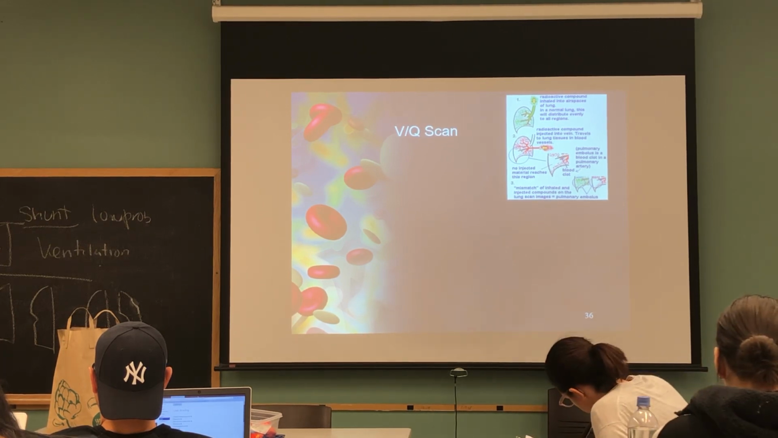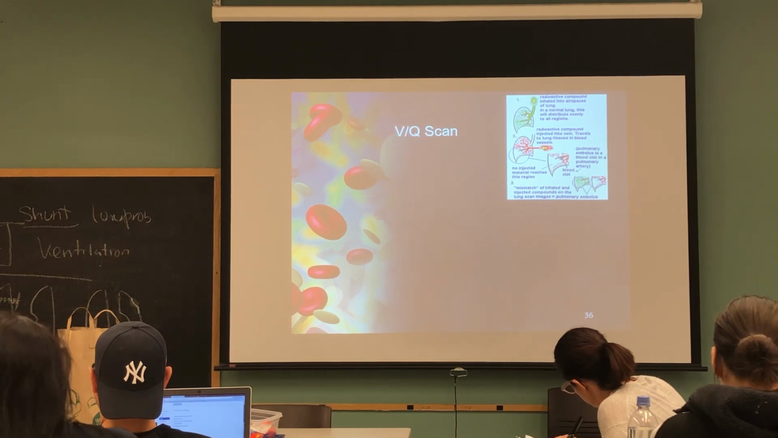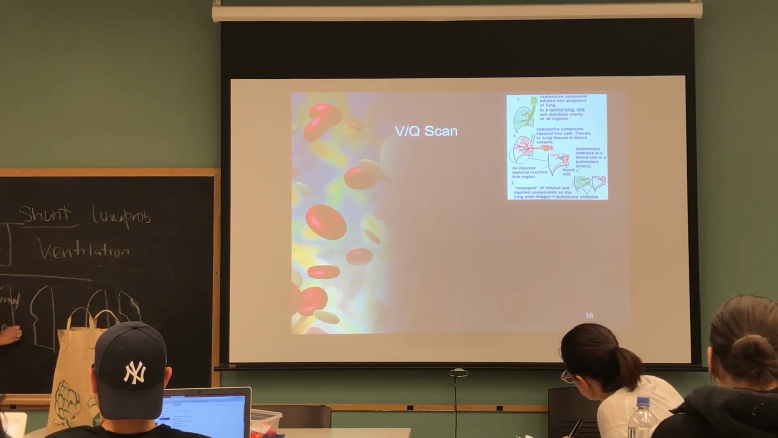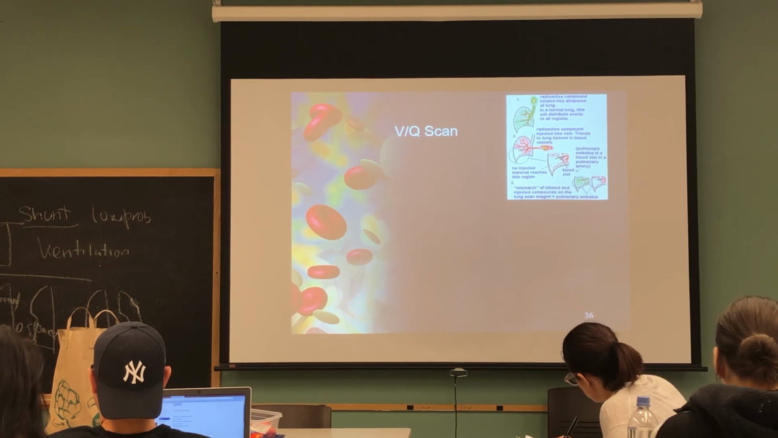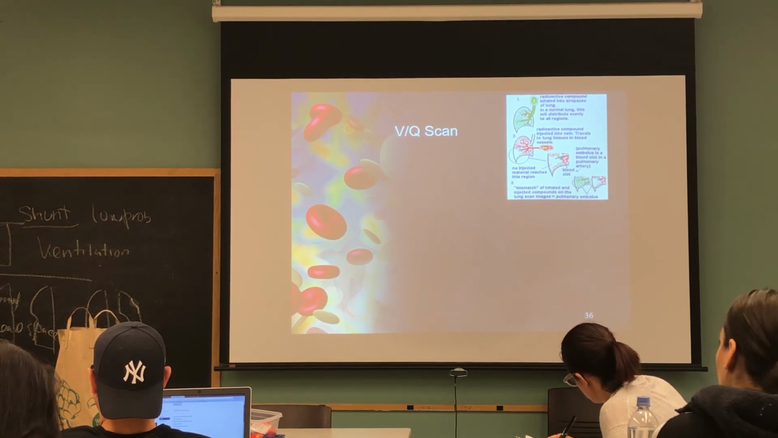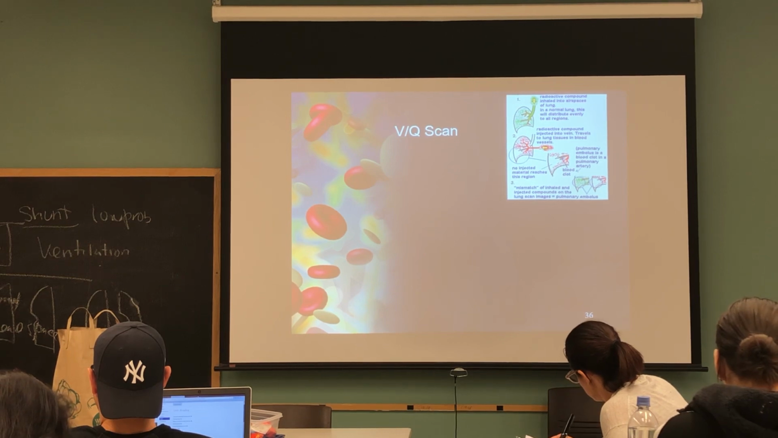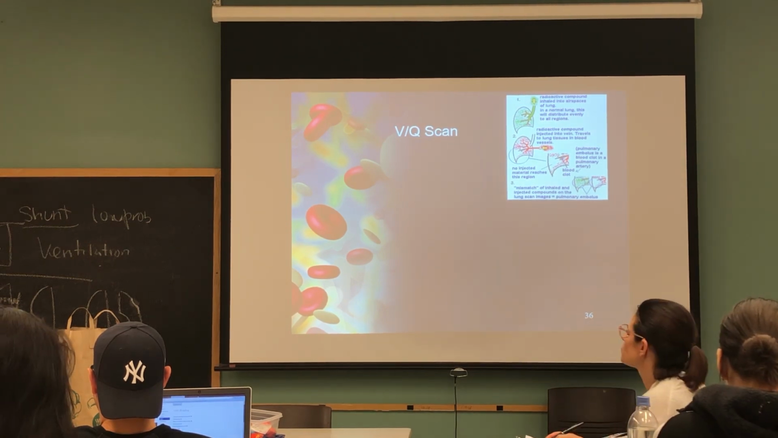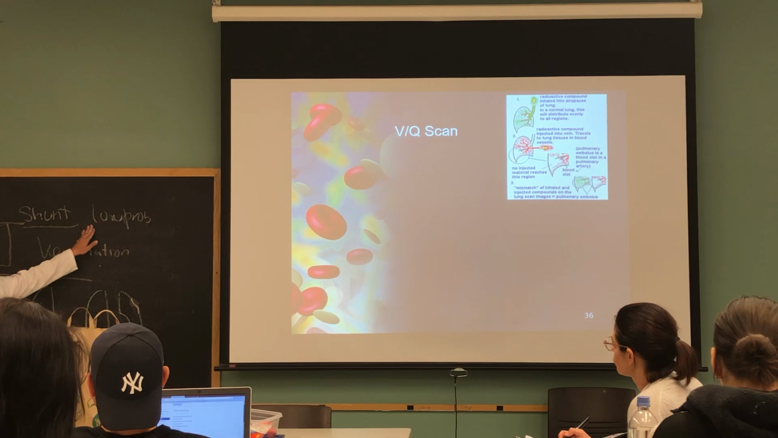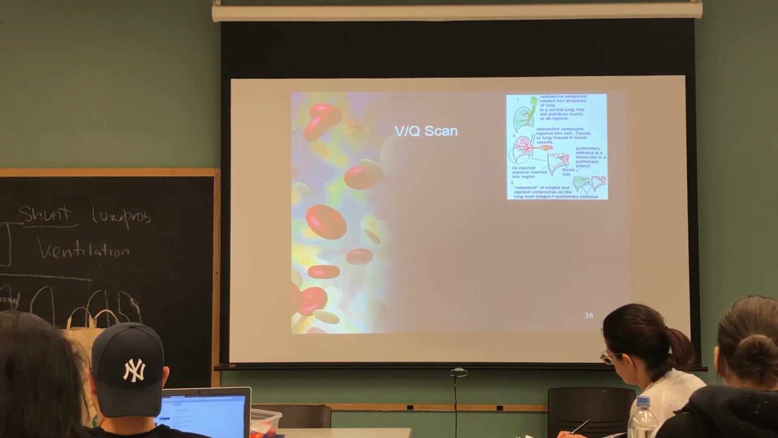On the contrary, if ventilation is normal but perfusion is affected, you have dead space. And dead space is a PE. Do you understand? Okay, so this is low probability, and dead space is high probability.